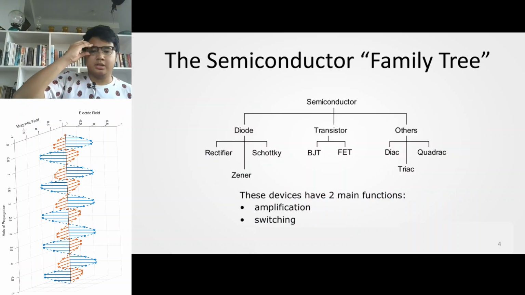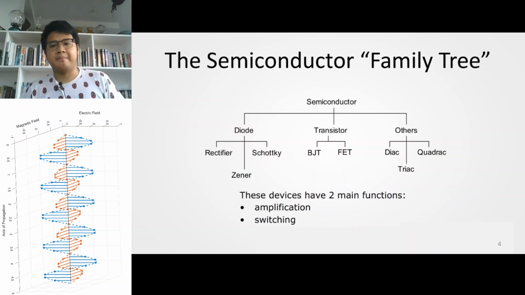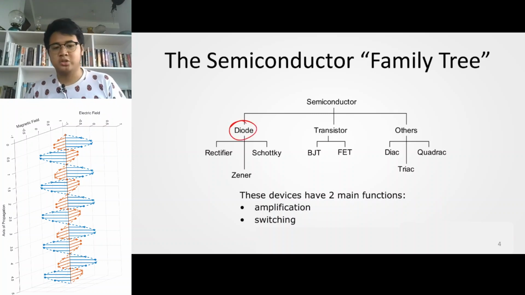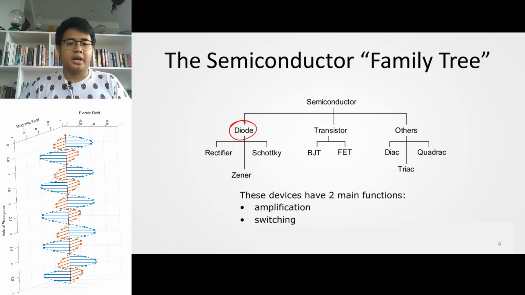Right? So the semiconductor family tree, quote unquote, is what you see here. We've already talked about diodes from Module 6, right? But we did not dig deeper into it, just some basic diode models, right? Just two of them, ideal diode model and the one with the voltage drop. Right? And the diode actually has three types: the rectifier, Schottky diode, and the Zener diode.